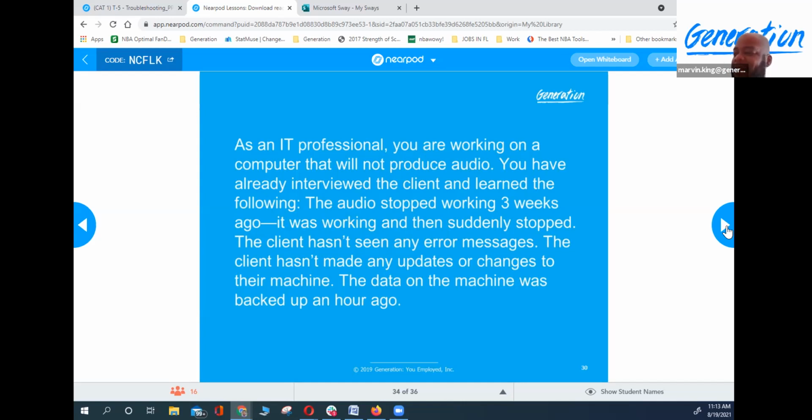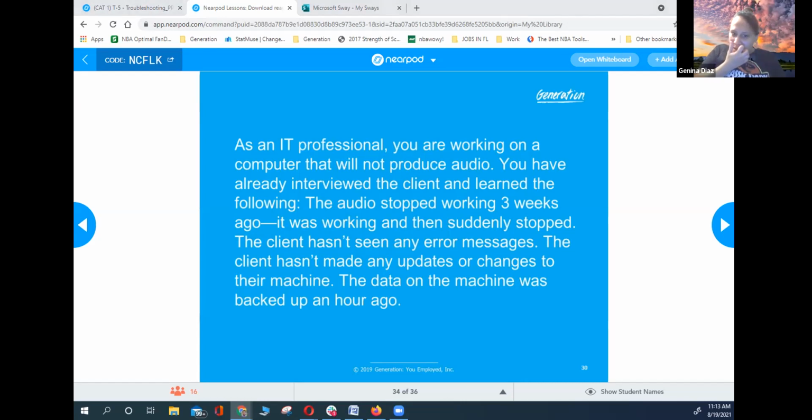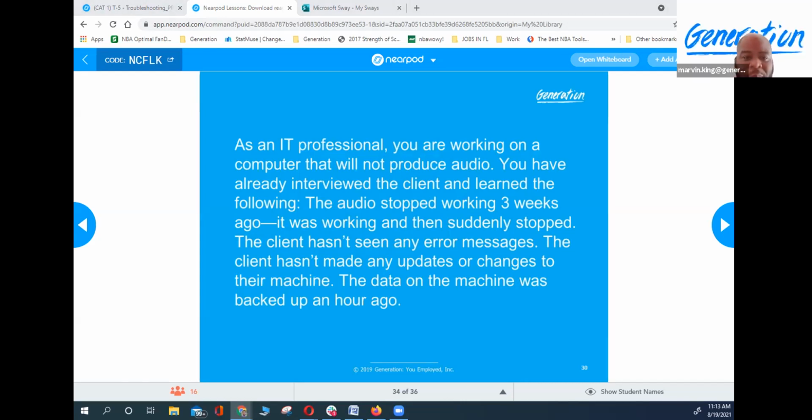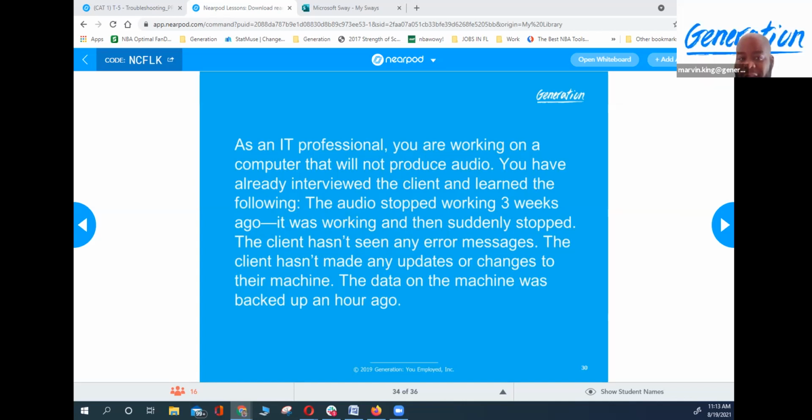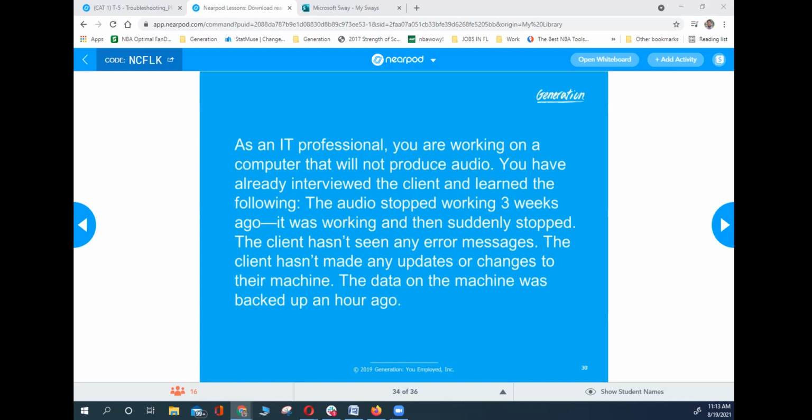What's pertinent in this conversation? I want to know what you can pull out of that conversation that you had with the client. What was the important information that you got from that? Audio, yeah. Suddenly the audio stopped working. No error message. No update. Sounds like a hardware issue. And it stopped how long ago, Jimmy? 3 weeks ago. And no error messages.